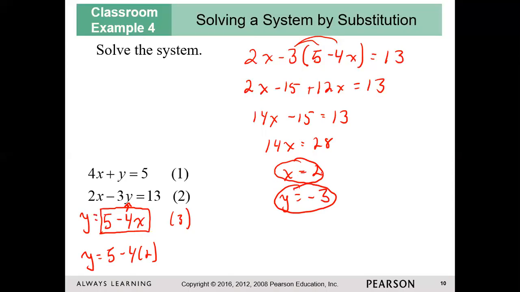These are the components. That's your x component. This is the y component. And your solution is 2 comma negative 3. And now you are done with solving the system.